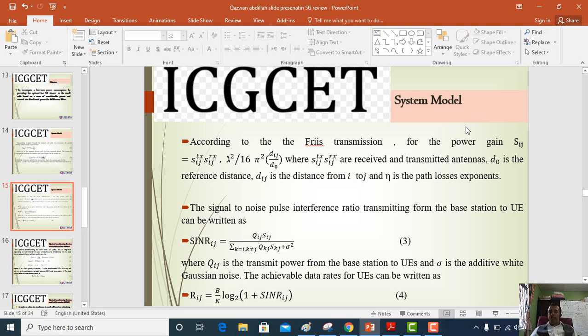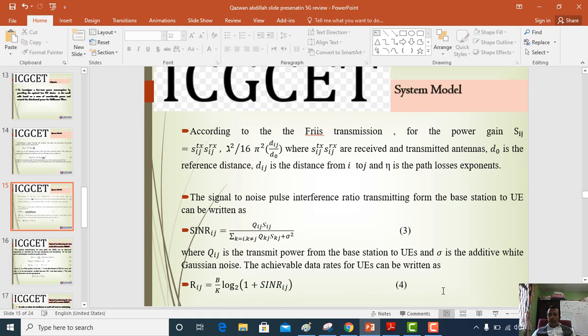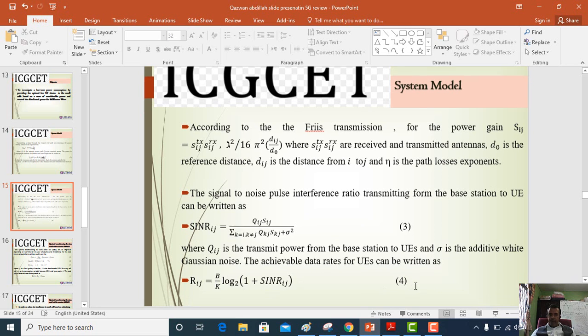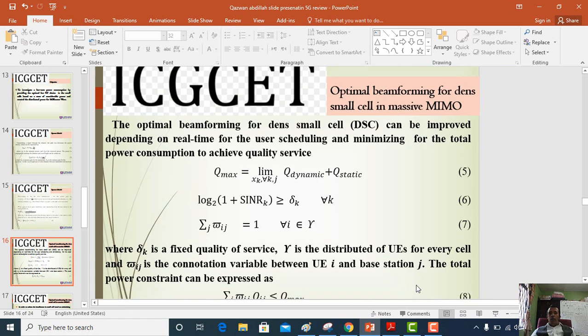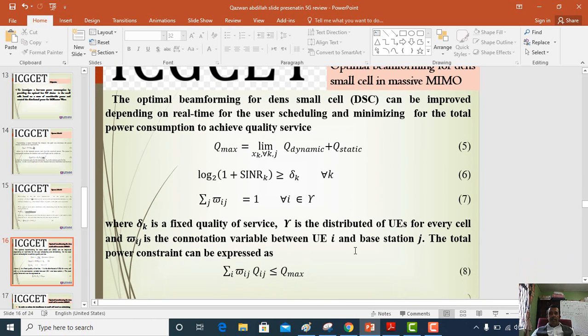The signal to noise plus interference ratio transmitting from the base station to the active user is in equation 4, and the data rate for the user can be found in equation number 4. Equations 5, 6, 7 and 8 give the optimal beamforming for dense small cells, which can be improved depending on the real time total power consumption to achieve the quality of service.